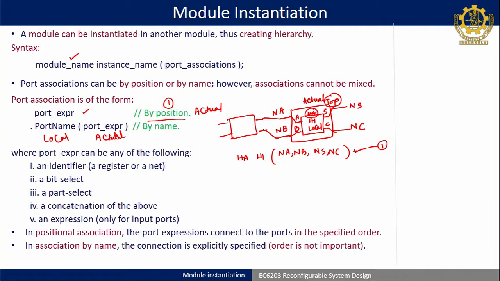In another way, if you write the same thing for another instance H2, you have to give a dot. So dot port name, meaning dot local: dot A bracket NA, comma dot B bracket NB, comma dot S bracket NS, comma dot C bracket NC. If you are writing in this way, this is where I have mapped the name of the local with the actual. So I am associating the name of each local port to the actual one. This is called named association.